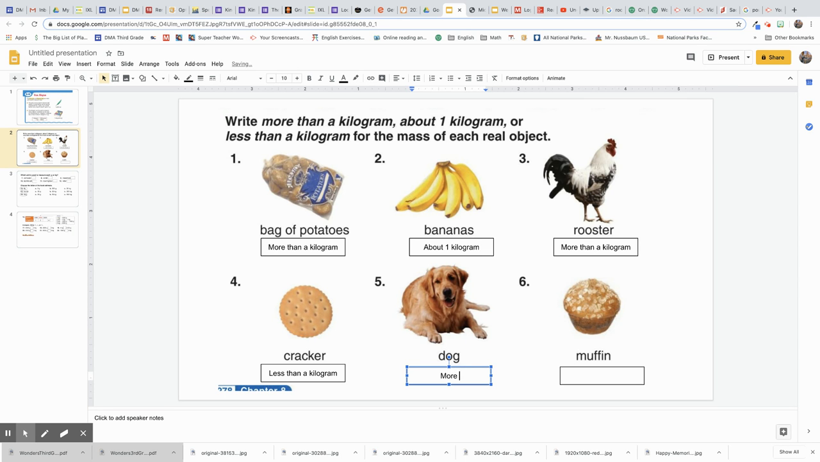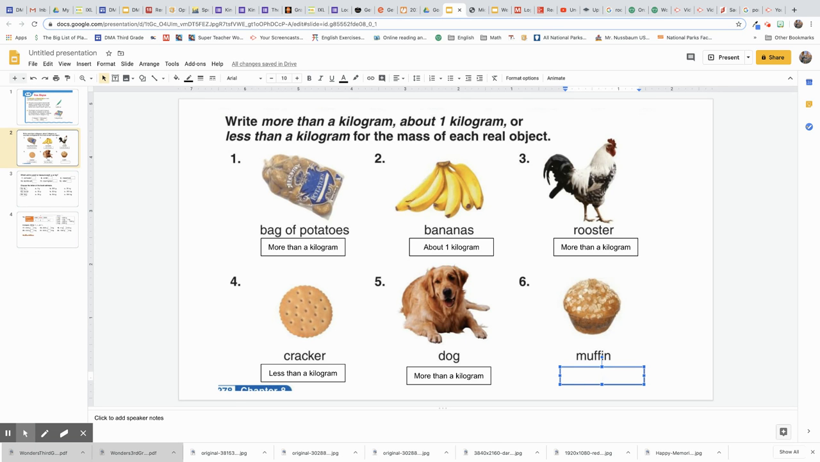I would agree, more than a kilogram. All right, and one last one in this section, a muffin. Oh, very good. That looks like a delicious little muffin there for breakfast. What do you think? These are going to weigh more than your math book, less than your math book, or about the same?